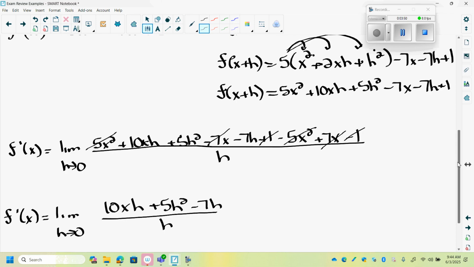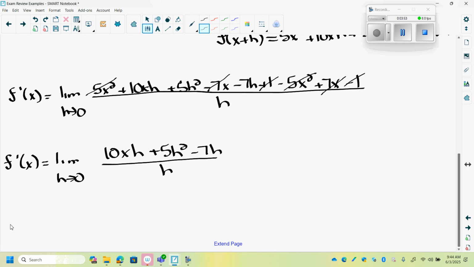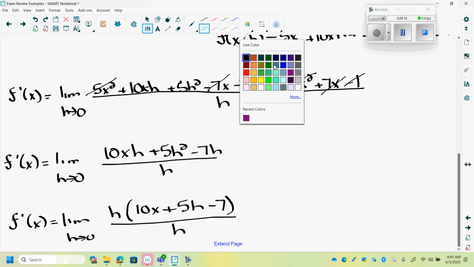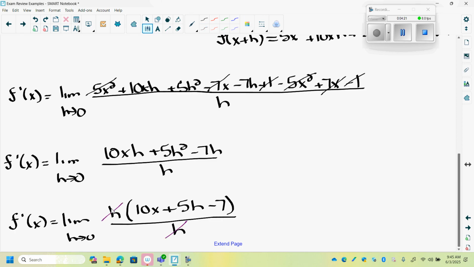How do I get rid of the indeterminate form? I'm going to factor. What can I factor out of the numerator? An h. So take the h out. Open your bracket. Divide the first term by h, 10x. The second term by h, 5h. And the third term by h, negative 7. Close the bracket. Divided by h. Now, what was causing the 0 over 0? This h and this h. So divide them away. That is the factor that's causing it to be indeterminate.